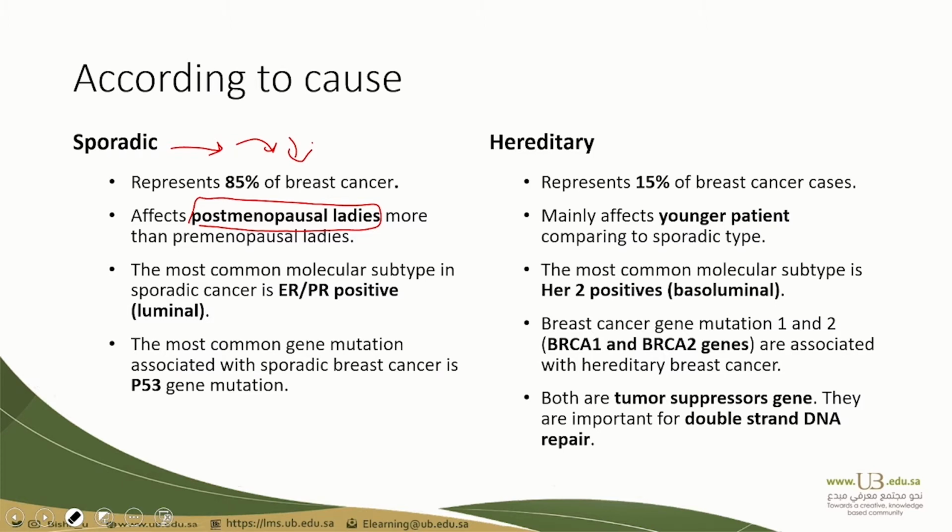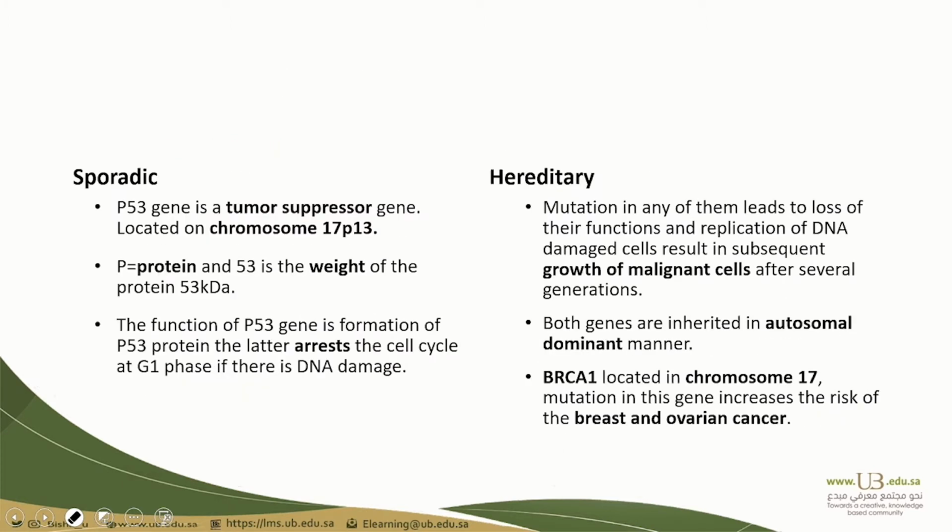Let's continue talking about sporadic. P53 gene is a tumor suppressor gene and is located on chromosome 17, p13. And actually the name comes from the protein, which is P53. 53 is the weight of the protein, 53 kilodalton. The function of P53 gene is formation of P53 protein.